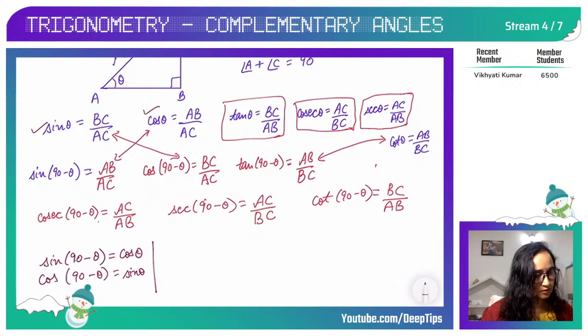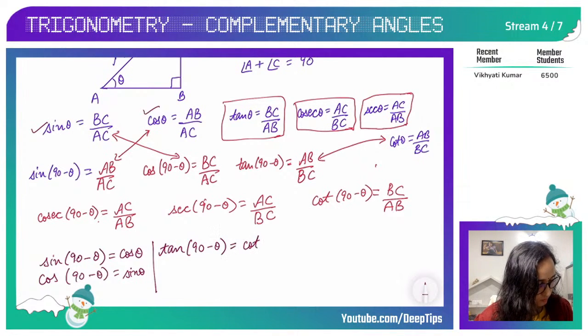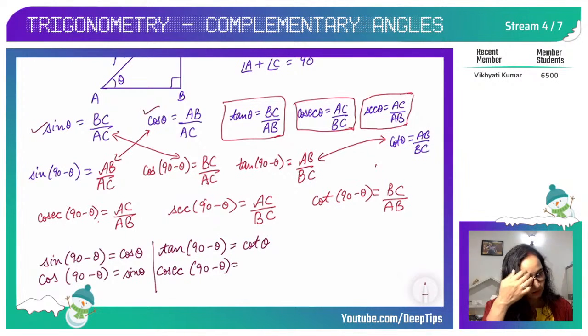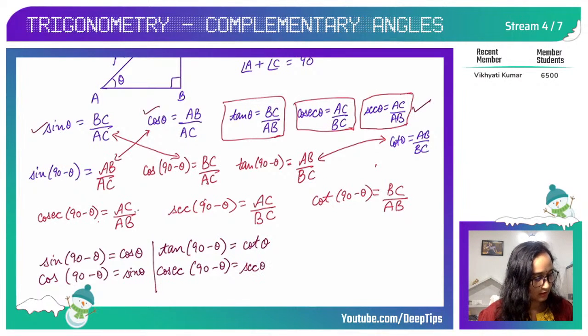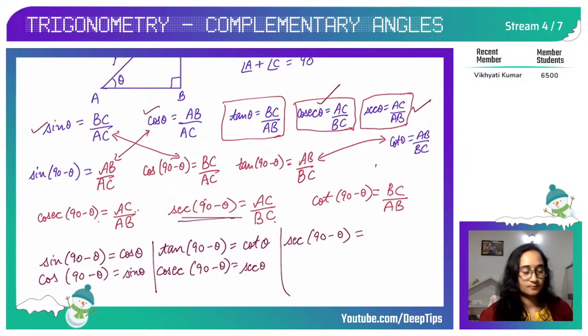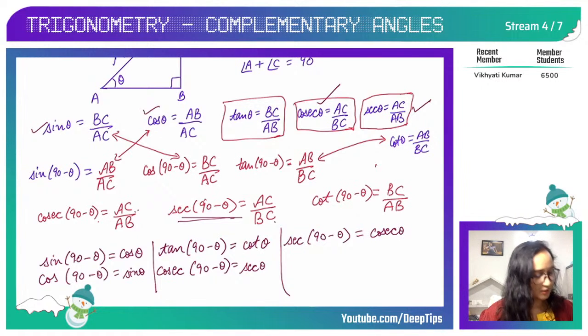Now let's look at tan theta. So tan 90 minus theta is equal to cot theta, and cosecant 90 minus theta is the same as secant theta. Okay, and then we have secant 90 minus theta, which is the same as cosecant theta. So this is equal to cosecant theta.